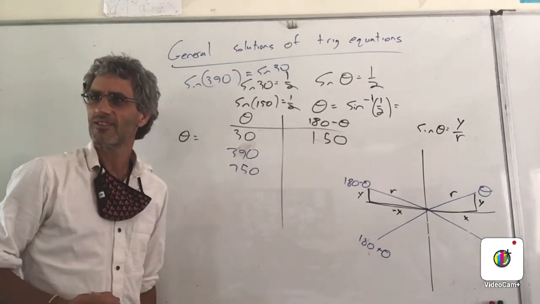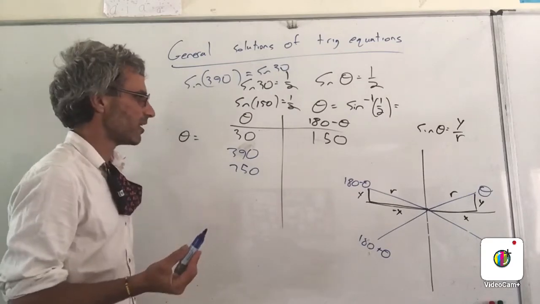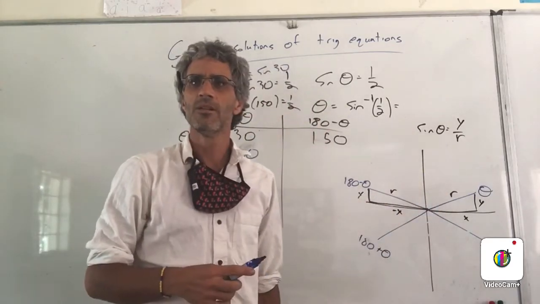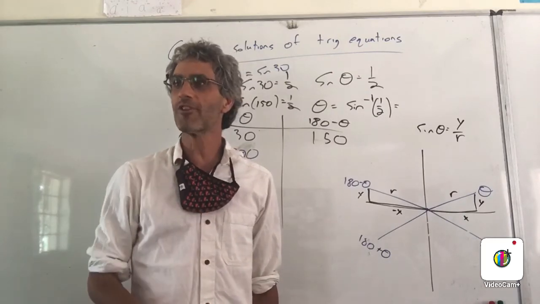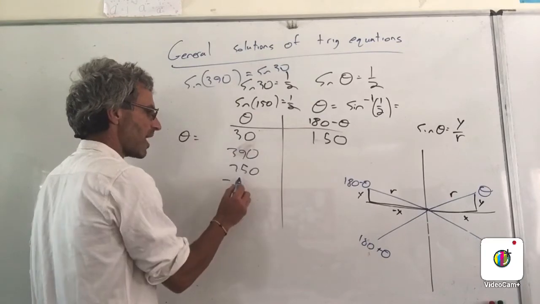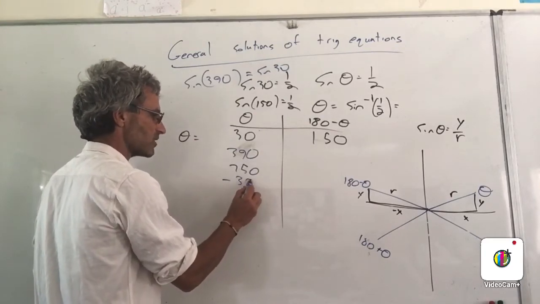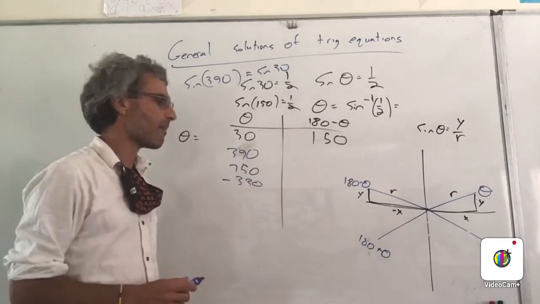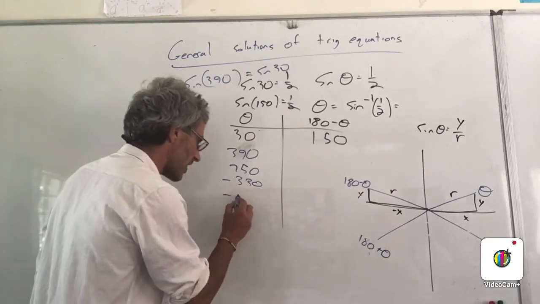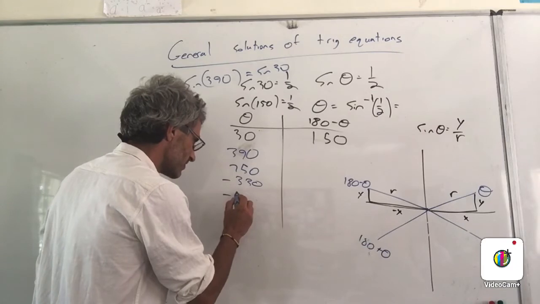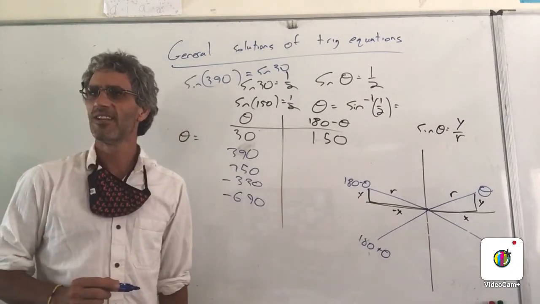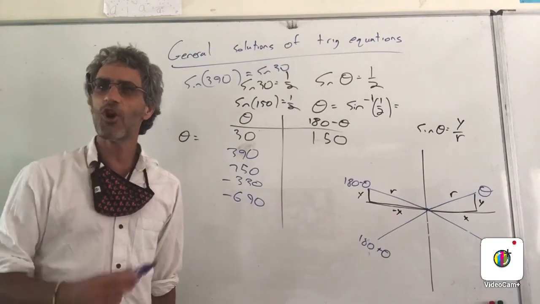Right? And actually, how about if instead of adding 360, maybe we can subtract 360. So take 30 minus 360, which is minus 330. Try sine of minus 330. It's also going to work. Sure. And I can do minus 690. Take another 360 then. Okay? 690. But that's not even all of it.